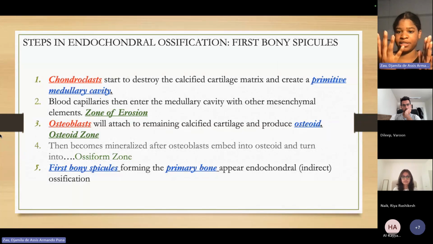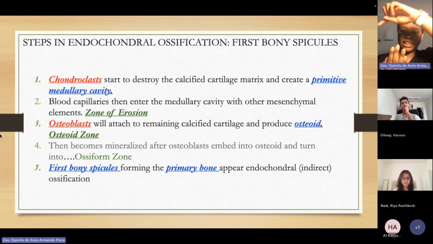Blood capillaries are going to enter this cavity, and they're going to bring other elements with them, other cells, nutrients, anything. And once you see these blood capillaries, so we have the cartilage, we have a cavity that the chondroclasts created, we have blood going inside this cavity. And this entire zone, we refer to it as the zone of erosion because the cartilage has been eroded.